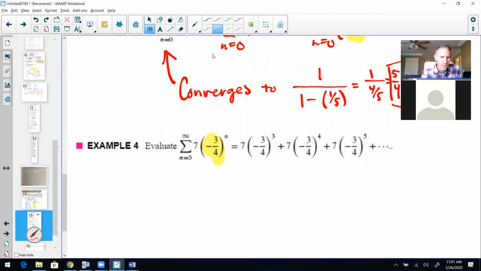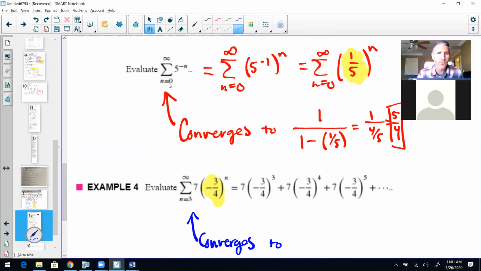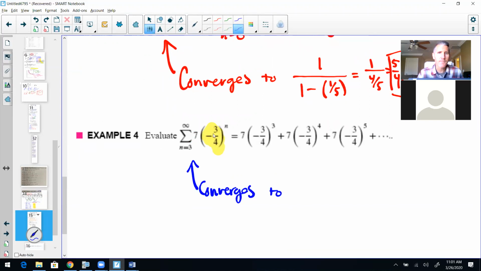So this is my common ratio. I know that this thing will converge because the common ratio is in between -1 and 1. And it converges to, okay, now I have to plug in the first value that the index starts at. In this case, the index starts at 3, right? Up here, the index started at 0. Now this is 3.